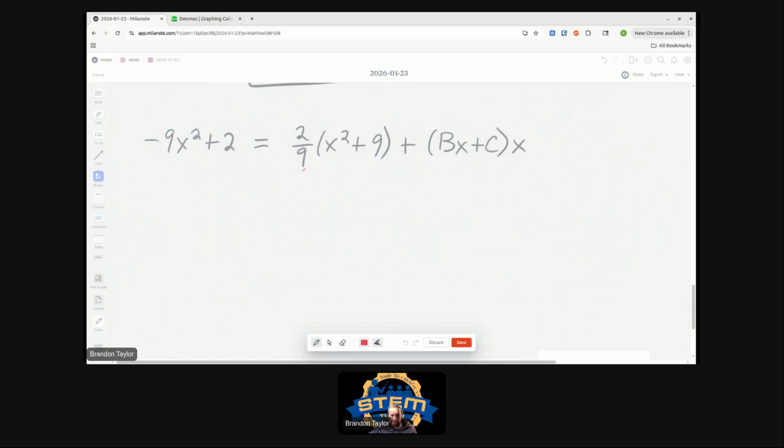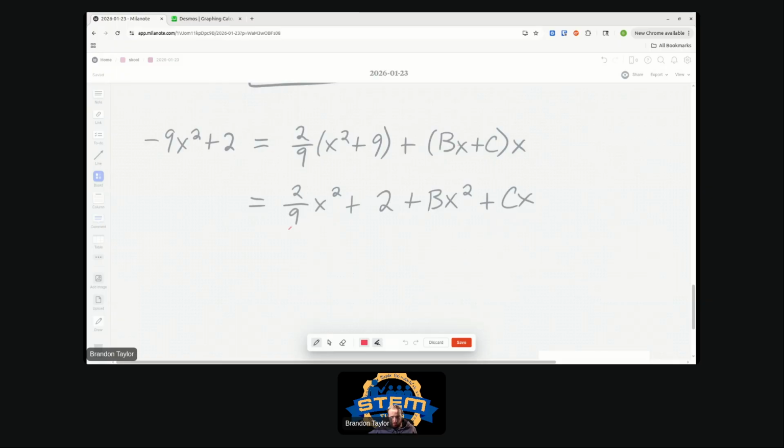The hard way is you need to combine all the like terms on the right. So how would we do that? First, I would distribute. I would get 2 ninths times x squared plus 2 ninths times 9. The 9s are going to cancel out, so I'll just get 2. And then we need to distribute the x into this, so it'll be plus bx squared plus c times x.